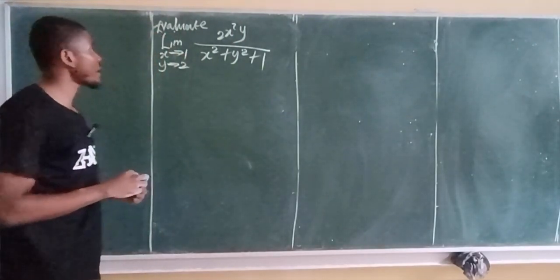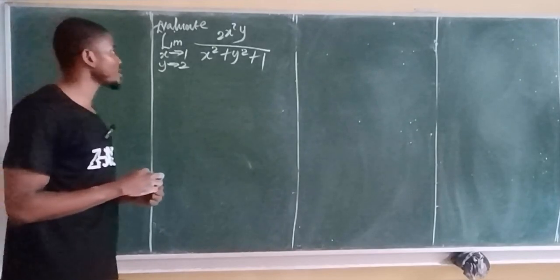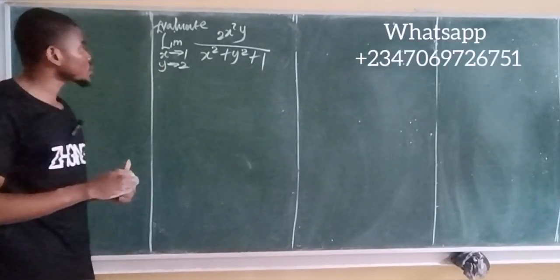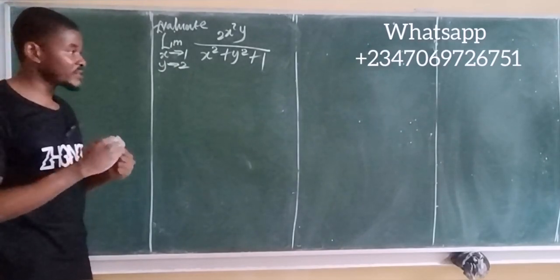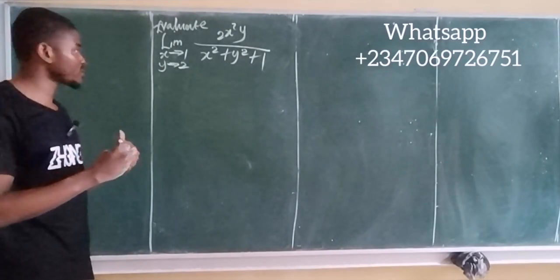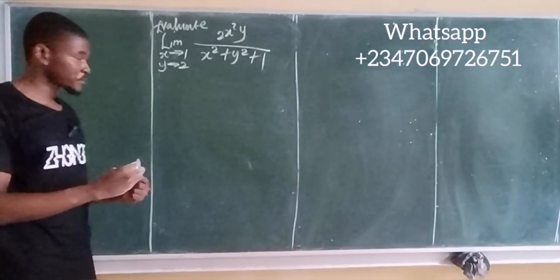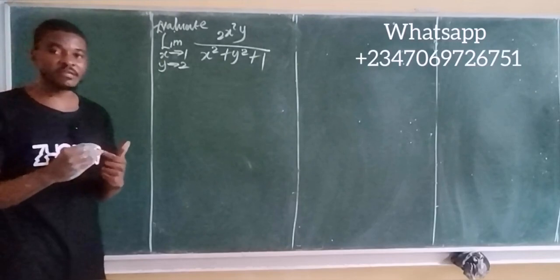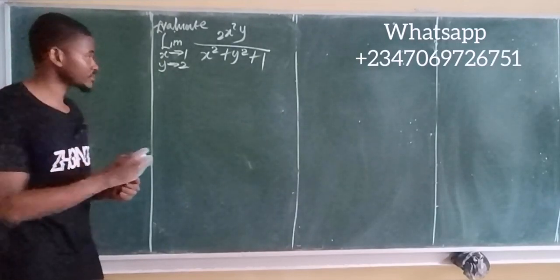Still on limit of several variables, let's say we have to evaluate the limit as x tends to 1, y tends to 2 of 2x squared y all over x squared plus y squared plus 1. Okay, so I said when doing this, the first test is to directly substitute the value of the points. So we first of all try out by direct substitution and see if the limit will be defined or not.